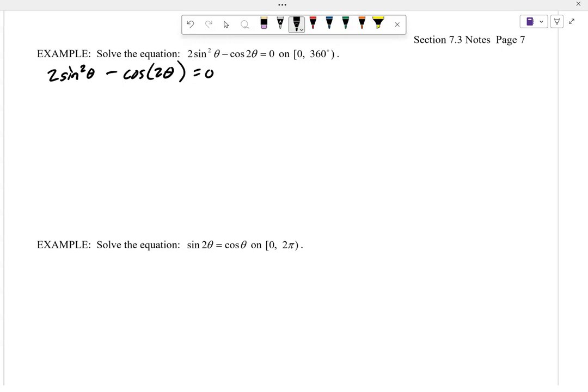Now notice I'm in sines and cosines. Since I already have a sine squared of theta, I'm going to make a replacement of the cosine of 2 theta. So I look at my double angle formulas. Cosine of 2 theta, there's actually 3 of those. If you look on your formula sheets, you could replace it with cosine squared minus sine squared, or 2 cosine squared minus 1, or 1 minus 2 sine squared theta.